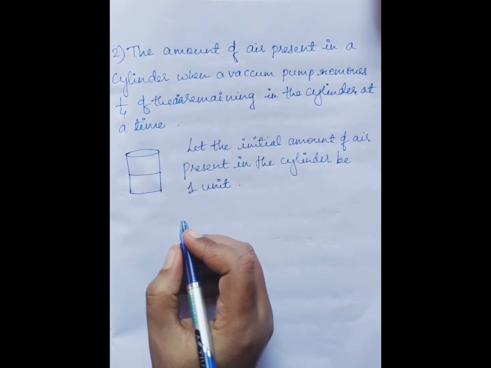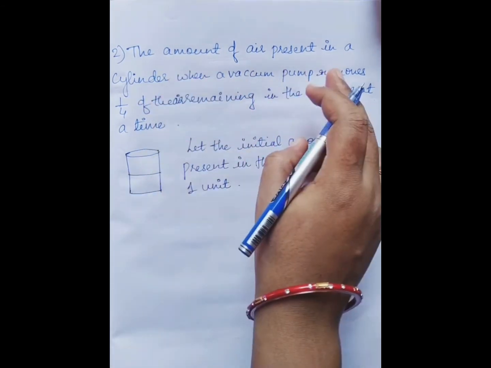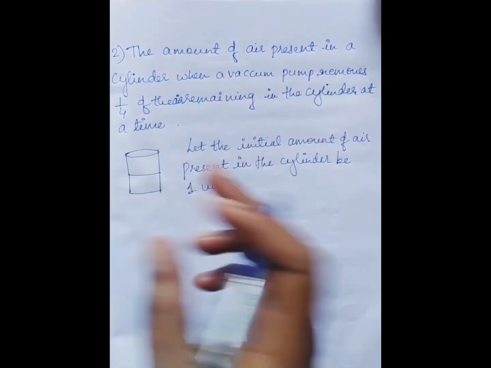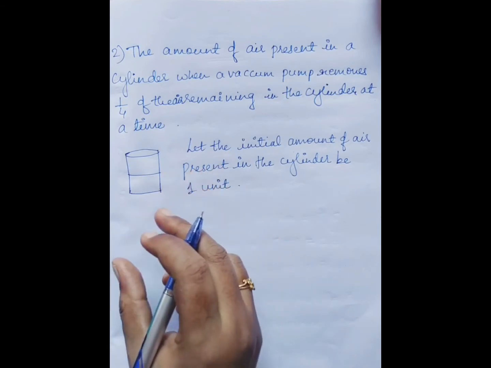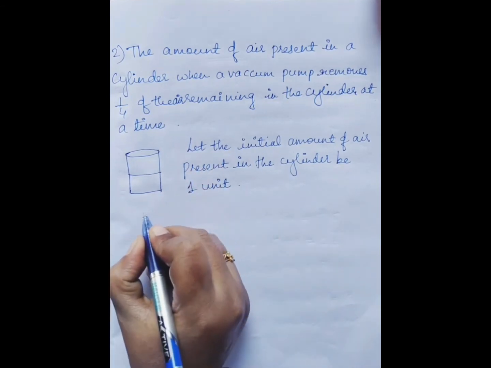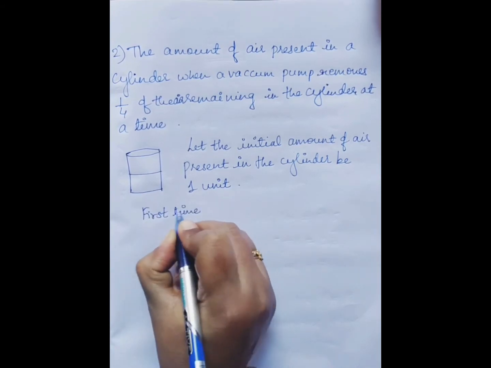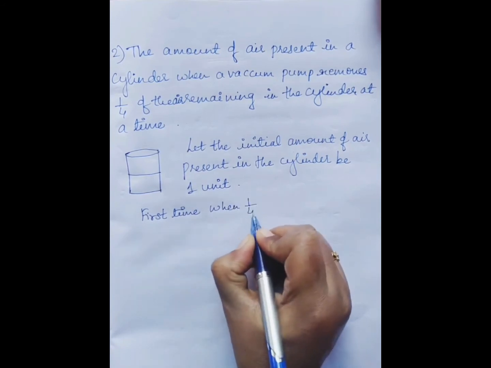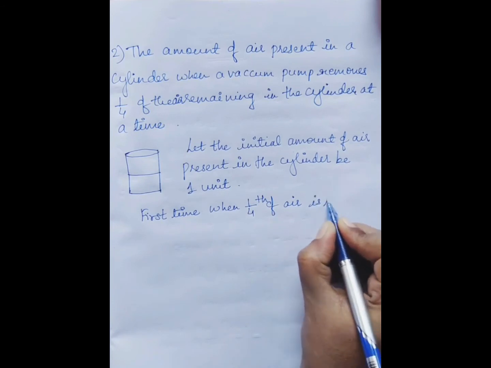Okay. Now let us calculate. When the vacuum pump removes 1/4 of the air from the cylinder the first time, what are we going to do? We are going to remove 1/4 of the air from the cylinder. So what are we going to get? See, I am going to write it here. First time, when 1/4 of the air is removed.